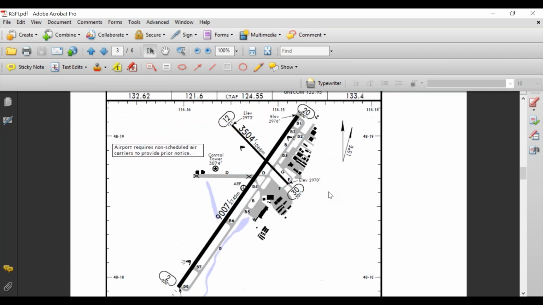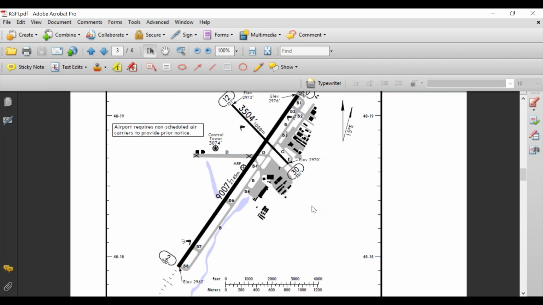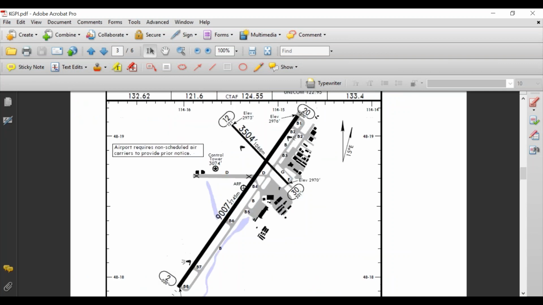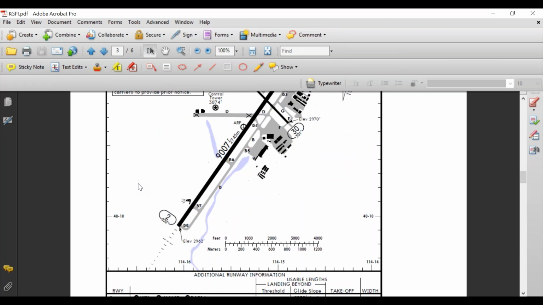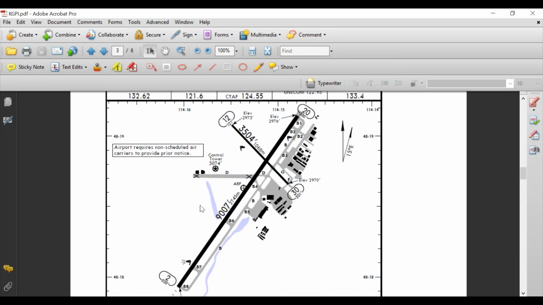Okay, so what do we notice about this? Anyone? The best runway is runway 2. And why is that? That's nice ILS stuff. It's the longest runway. Those lights.